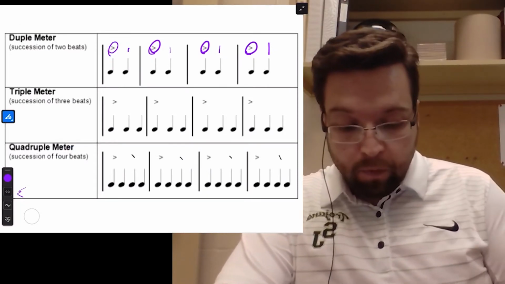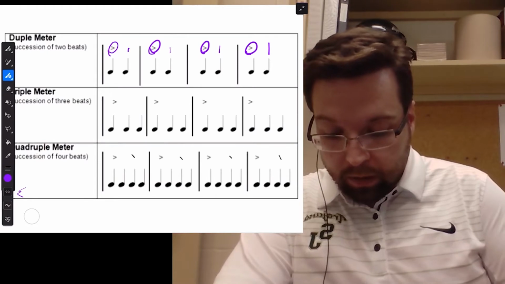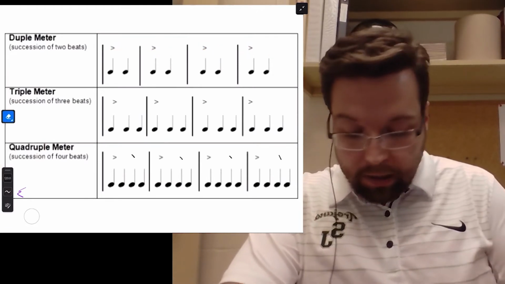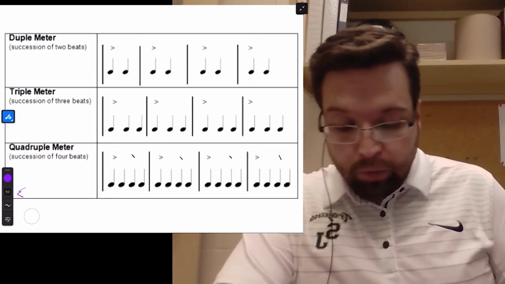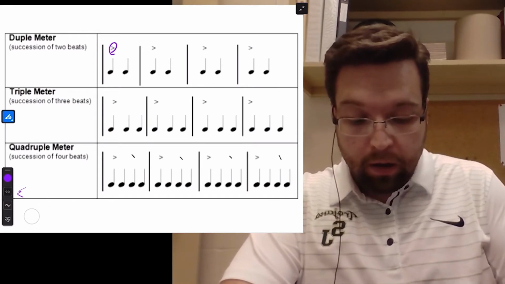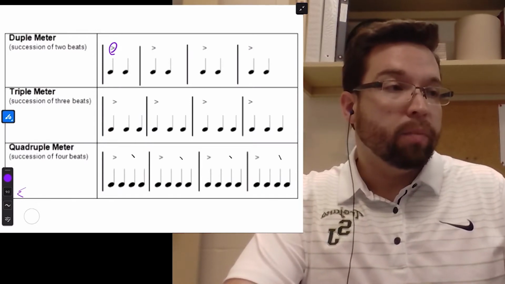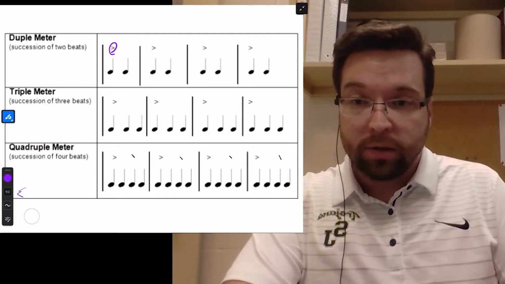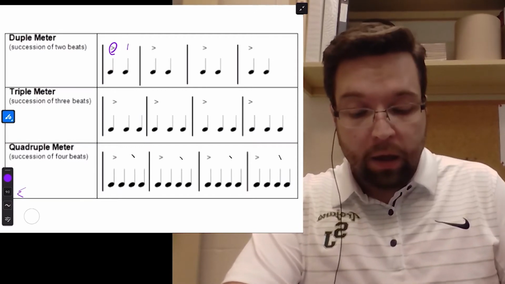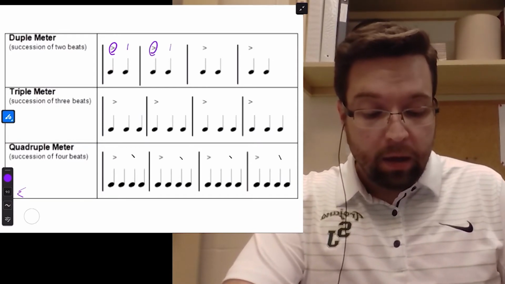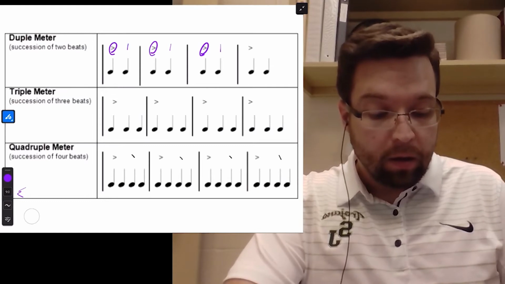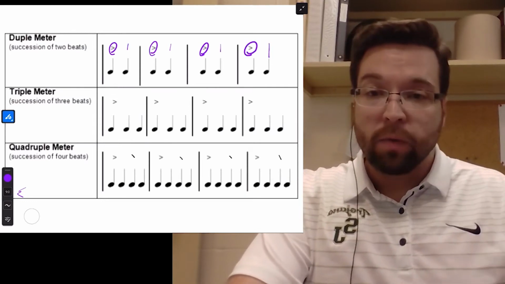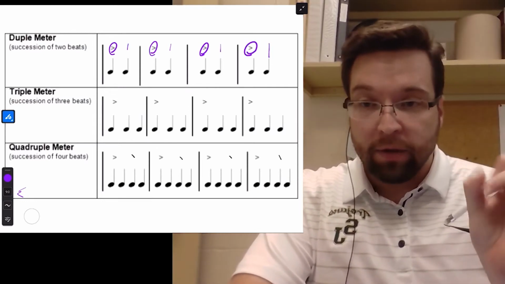Okay, so for duple meter, let me clear this off so you can see as I go. Duple meter, we have strong, get the Bongo Cat working here, strong, the circled one, weak, strong, weak, and so on and so forth. So those are grouped together in 2s.